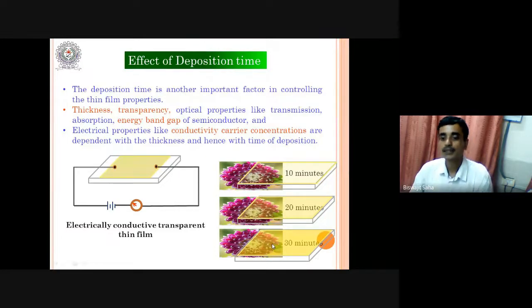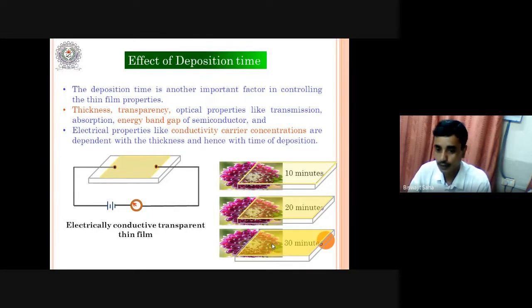So the increase or decrease in transparency basically indicates that when photons are allowed to interact with the thin film, they are basically allowed to transmit through the film. Very few photons are absorbed. So the optical properties get changed.